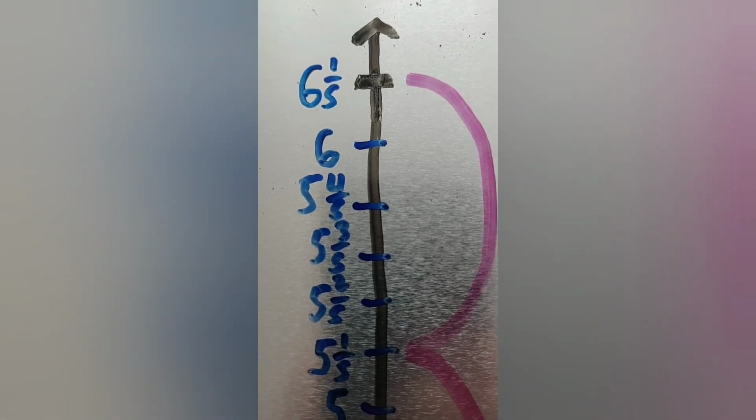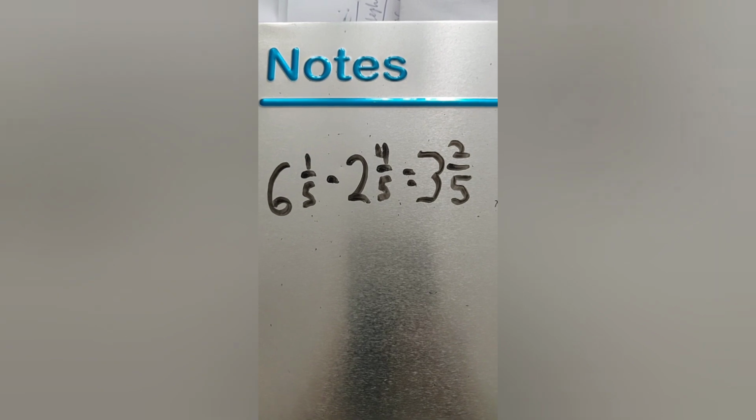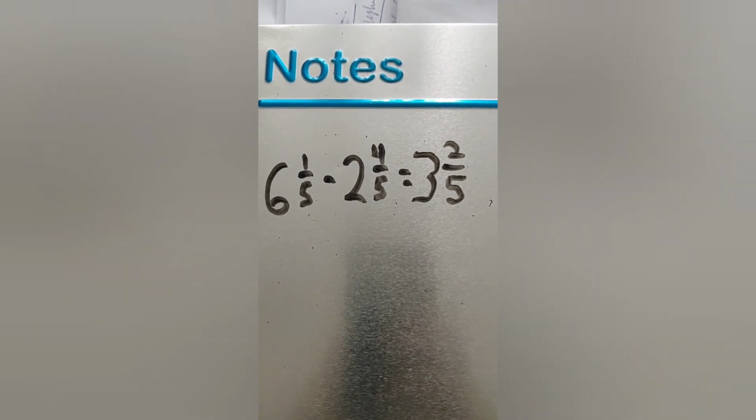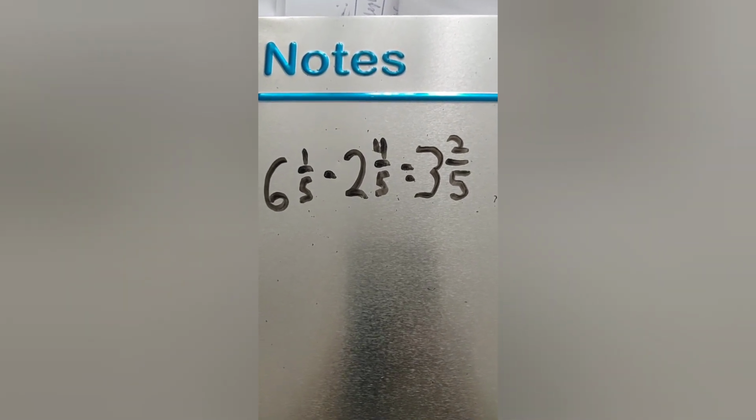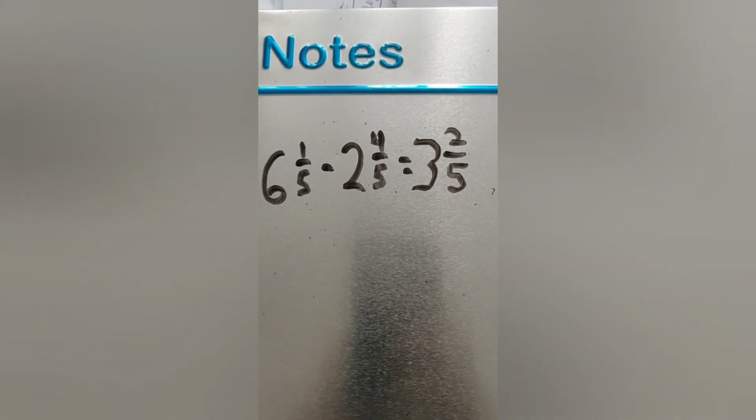So 6 and 1/5 minus that first whole is 5 and 1/5. 5 and 1/5 minus that second whole is 4 and 1/5. And 4 and 1/5 minus those 1, 2, 3, 4/5 is 3 and 2/5. So again, 6 and 1/5 minus 2 and 4/5 equals 3 and 2/5.